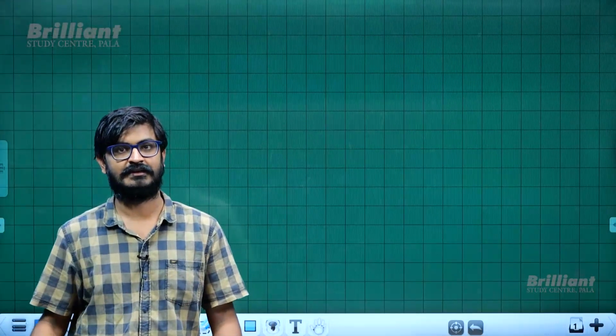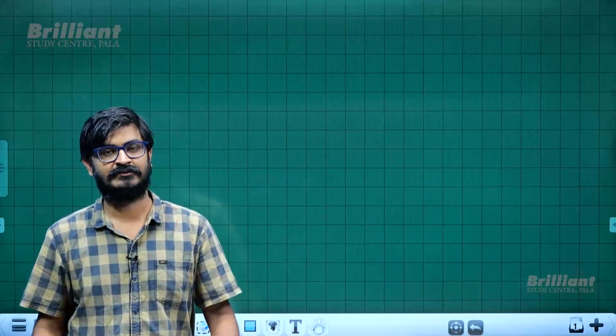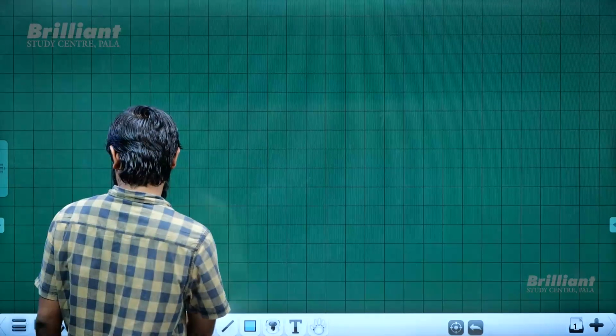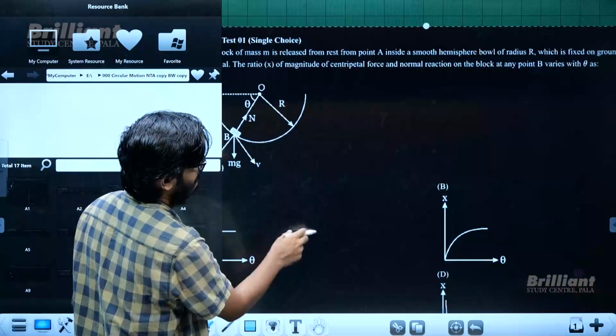Okay kids, we'll be going with the continuation of the previous thing. In the last class we have done work, energy, power questions. So we'll be doing now some of the circular motion questions, right? So these questions I have picked from the NTA app. Yeah, you will understand what it means, NTA app, later.